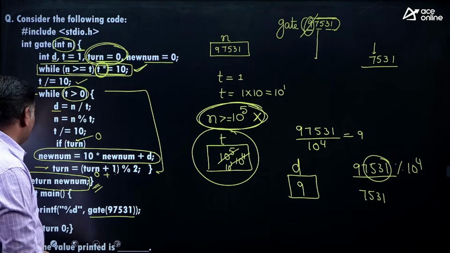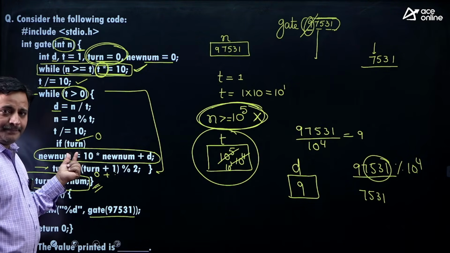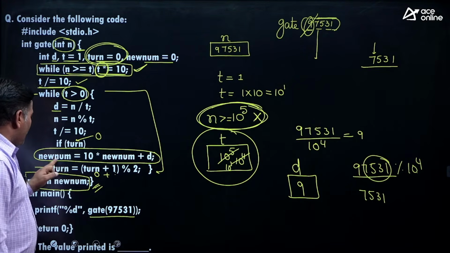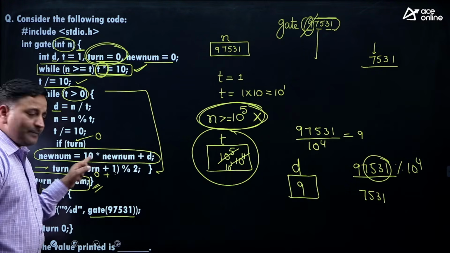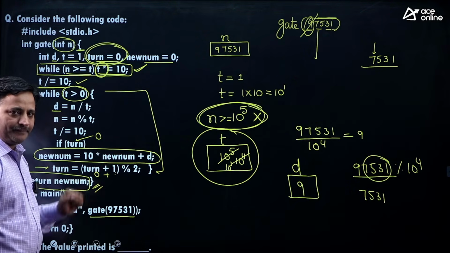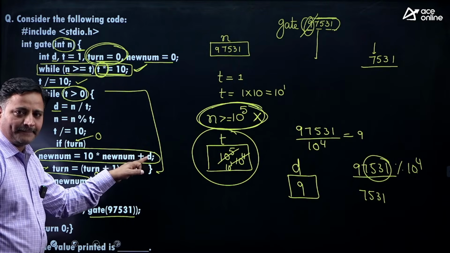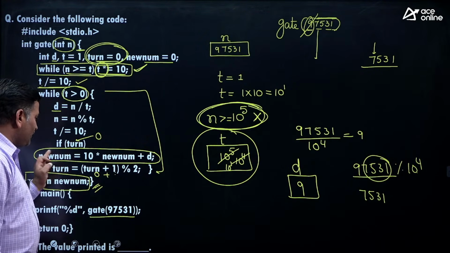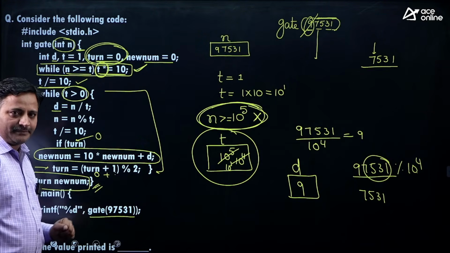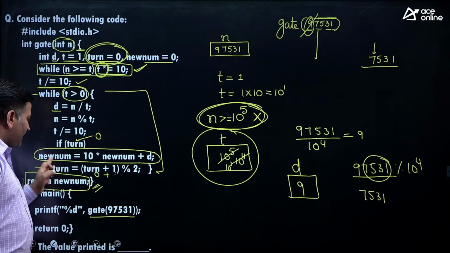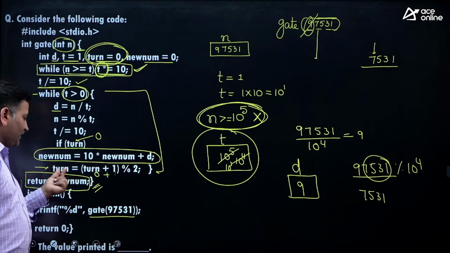If turn value is 0, then what is the purpose of turn value? This program says that whenever turn value is equal to 0, then new num equals 10 star, this value will not be updated. This will not be updated. Therefore, you no need to keep the digit. If turn value is 0, you no need to keep the digit. That is the meaning of the statement. Because if the turn value is 0, we cannot execute this statement. Then we can update turn value.